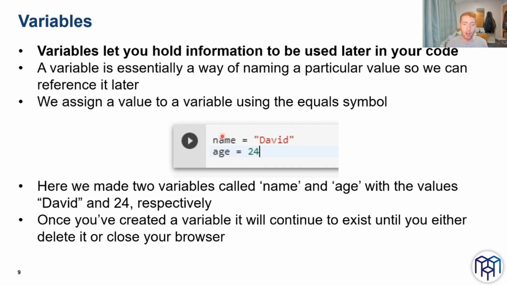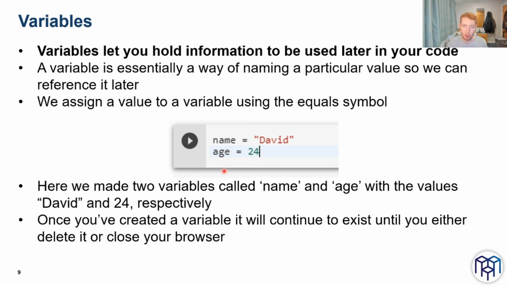So basically now, name is synonymous, means the same thing as the data David. And so whenever we use name in our code, Python will go, okay, I understand what you mean there, you mean David. And in a similar way, the second line is going to take the number 24 and assign that to the name, to the variable age. And so now age is synonymous with the data 24.